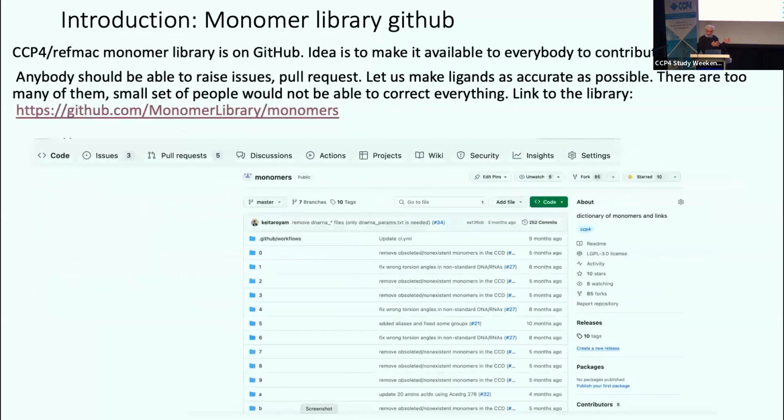Keitara put the monomer library on GitHub, and anybody can now contribute, and there are instructions on how to contribute. If you have a problem with one ligand, you can correct it and make a pull request, and then one of the members will look at your request and deal with it. At the moment, the most active contributors are Keitara, Martin, Robbie, and me to some degree. I would like more people to be involved, instead of complaining that things have to be done. GitHub gives an extremely good mechanism to work together, and let's use that.